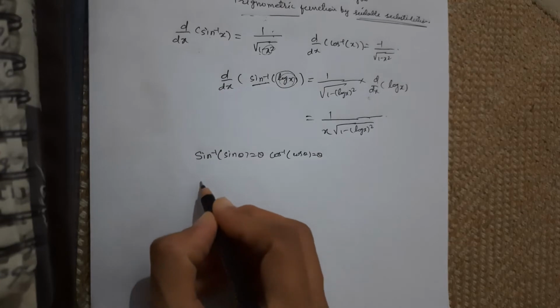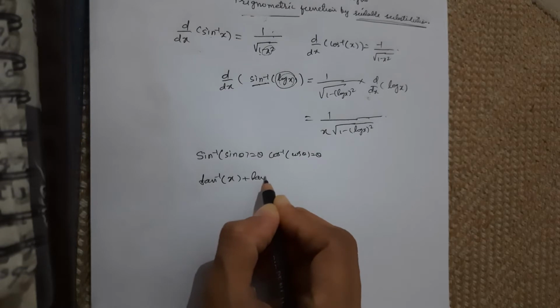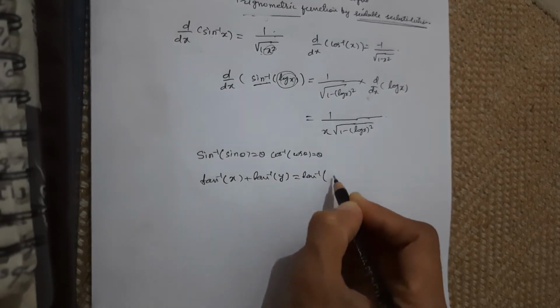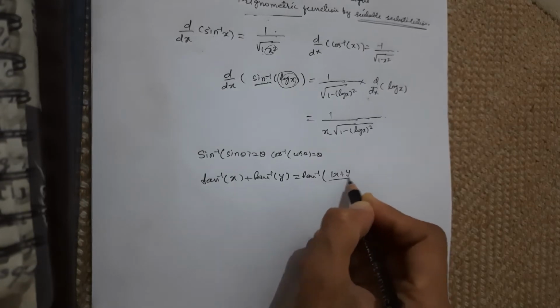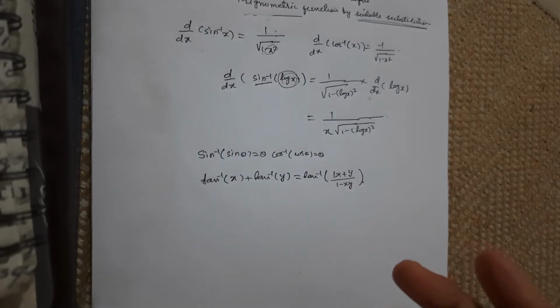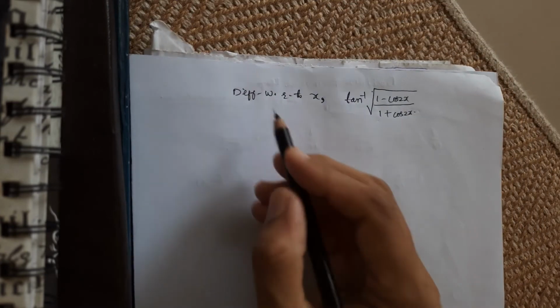For example, you will know that tan inverse of x plus tan inverse of y is equal to tan inverse of x plus y upon 1 minus x into y. This kind of formula. So by substituting, we can easily simplify the given example. Let's solve one example to get more clarity on this concept. I have already written the example here.